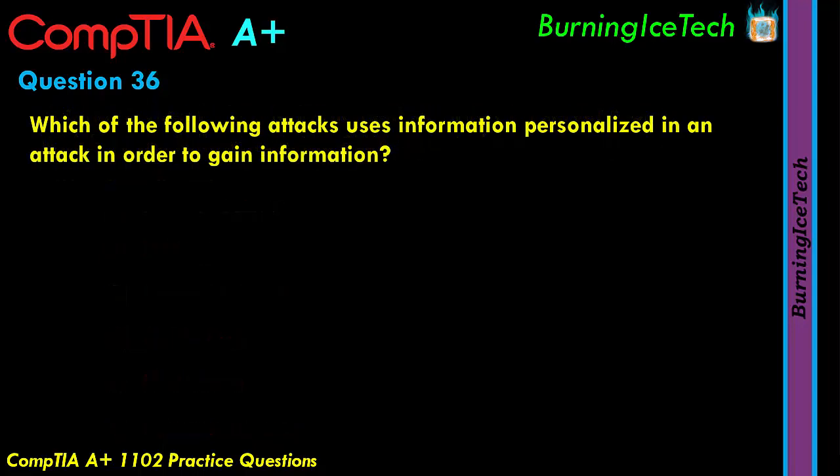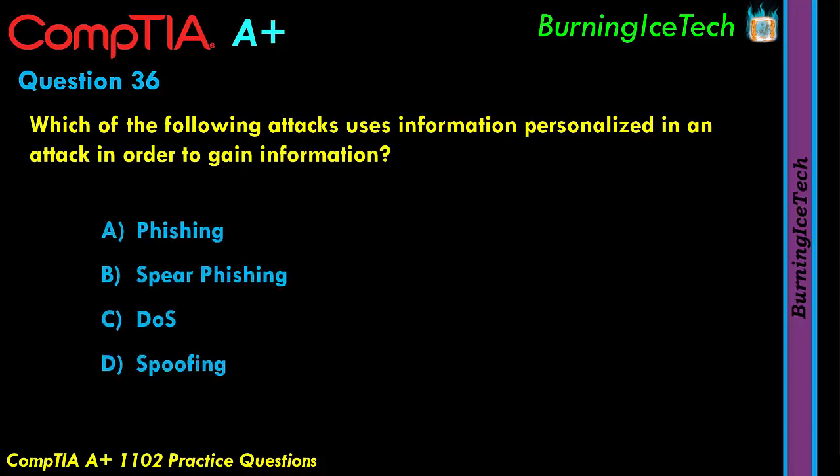Question 56. Which of the following attacks uses information which is personalized in an attack in order to gain information? So when we say personalized, we mean that this attack is focusing on a specific someone in the company. You're not just randomly trying to attack the company or randomly gunning for a certain account. No. You are targeting a specific person in this company, and you've probably gained personal information about that person, and now you're going to go for that person or their account. What do we call that?